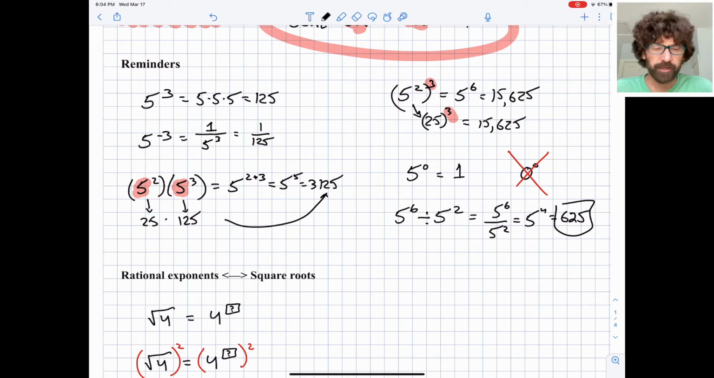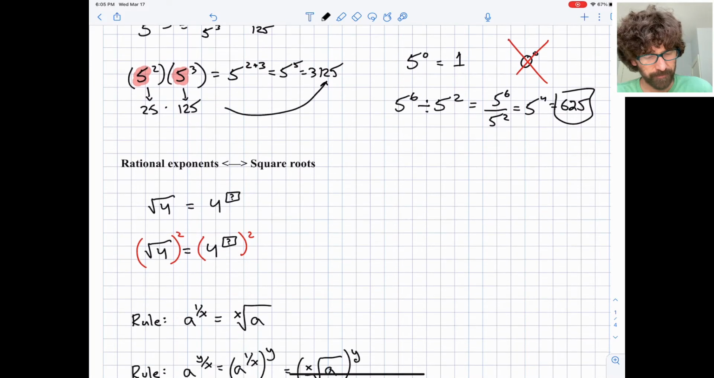So those are some reminders of exponential rules that you should already have seen, but I wanted to make sure that you got reminded of them, because we're going to apply a couple of them into kind of forging new ground here with rational exponents.